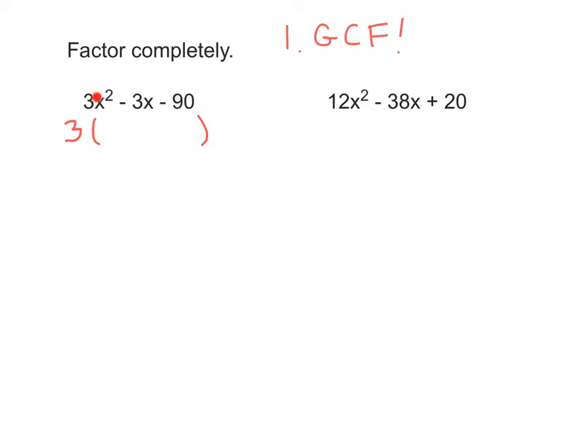When we do that, we have 3 divided by 3 is 1, x squared, so just x squared is fine. Negative 3 divided by 3, we're going to end up having a negative 1x here. And you could have just written x, but I put a 1 in there, minus 1x. And then negative 90, if we factor out a 3, leaves us with negative 30.